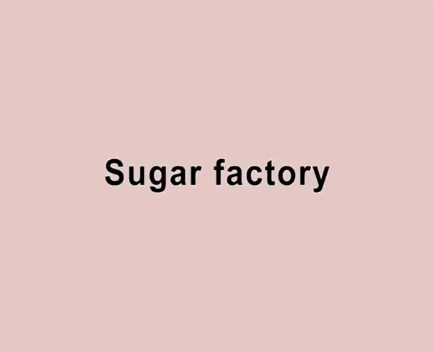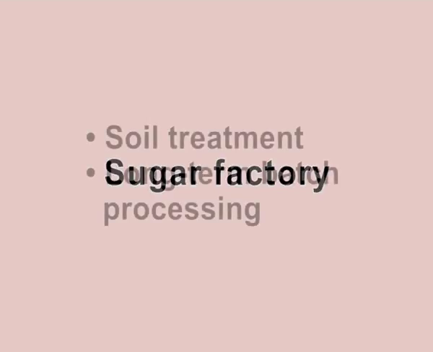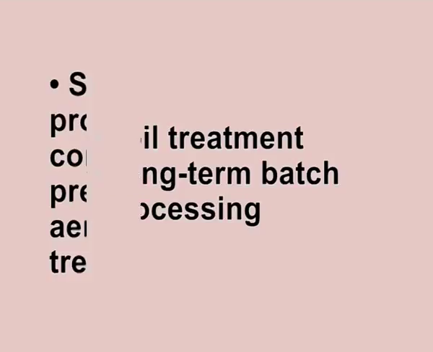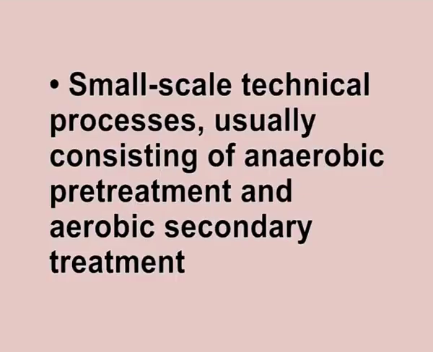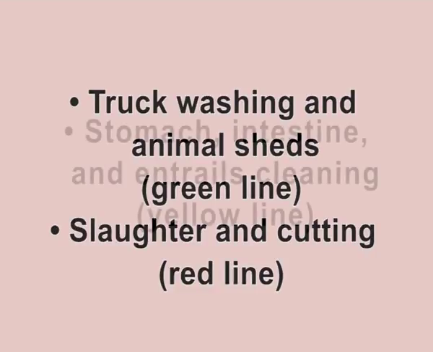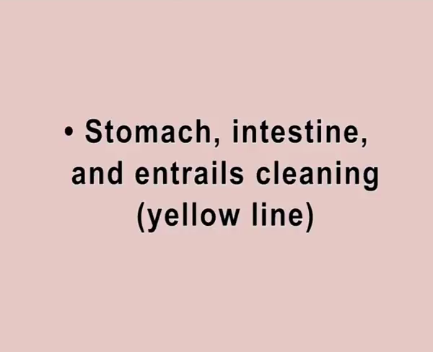In case of sugar factory, for the treatment of sugar factory wastewater, the following processes are common. The first method being the soil treatment, the long term batch processing, the small scale technical processes usually consisting of anaerobic pretreatment and aerobic secondary treatment. In case of slaughterhouses, the primary wastewater and waste product sources are divided into three production areas. The one being the truck washing and animal sheds, slaughter and cutting. Third one, stomach, intestine and entrails cleaning.